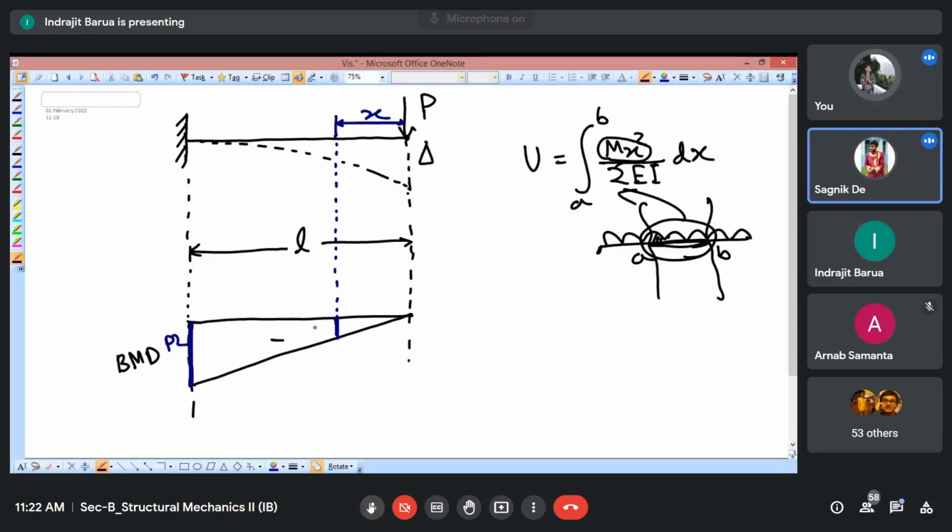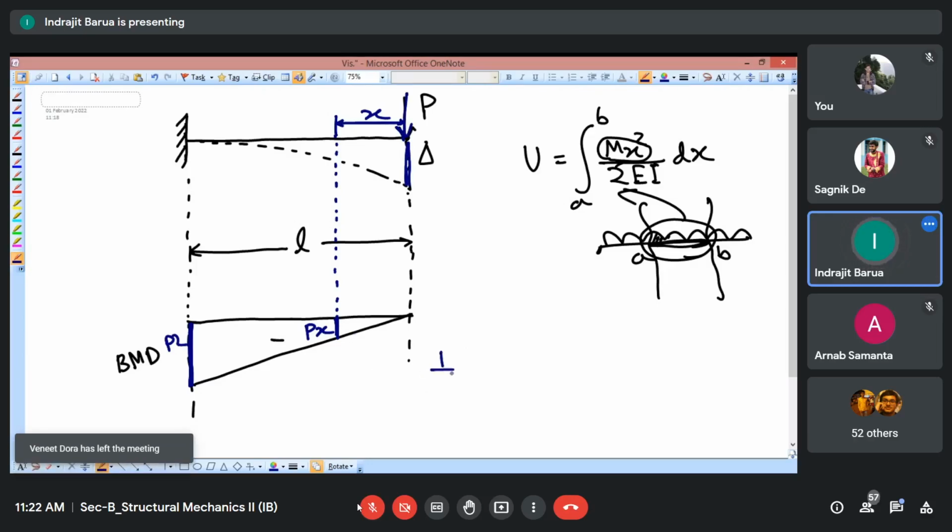Sir, Px. Px. Okay. Now let's go for the solution. We know that with respect to this P and this delta, I can get half into P into delta on the left side, and on the right side I will be taking the strain energy equation directly, from 0 to L. This is 0, this is L, because I am starting x from this point. This is my x, and x can vary from 0 to L.